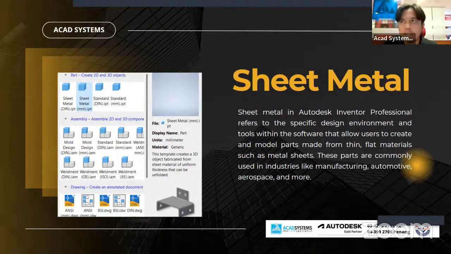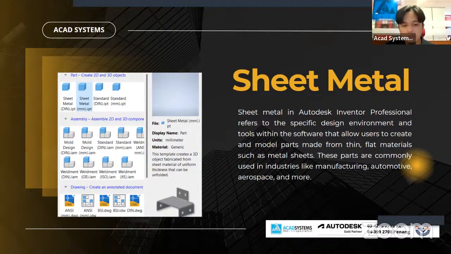Okay, so basically sheet metal in Autodesk Inventor Pro is a special way to design thin metal parts like those used in making cars or metal boxes. It has tools to create these parts and also to show how they would look as a flat piece of metal before they are bent into their final shape. This helps manufacturers know how to cut and shape the metal correctly. So it's a helpful tool for designing and making things with thin metal sheets.